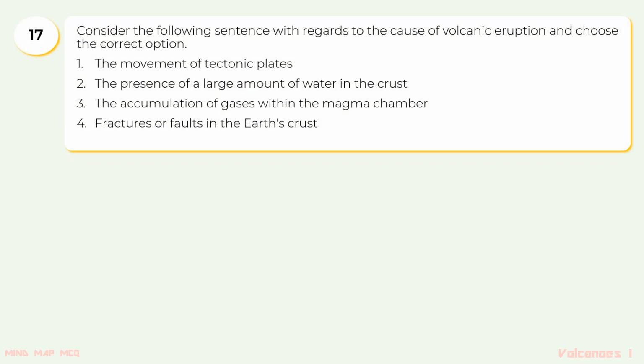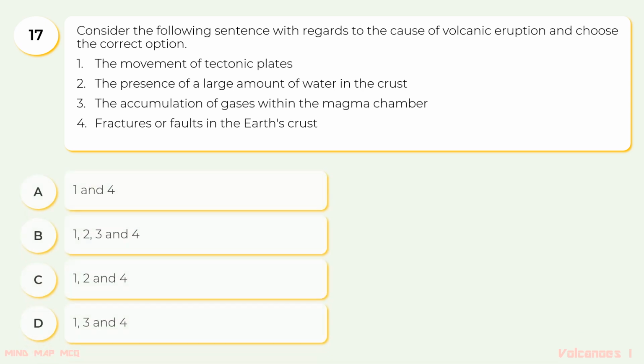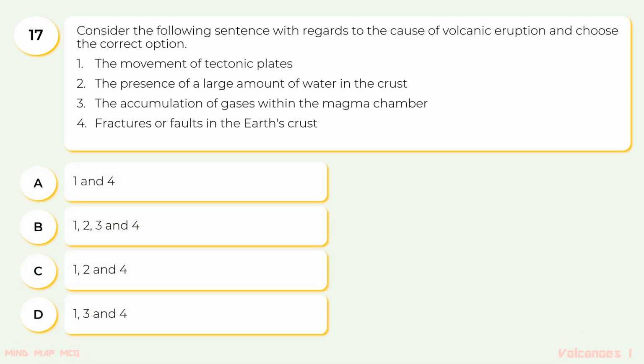17. Consider the following sentences with regards to the cause of volcanic eruption and choose the correct option. 1. The movement of tectonic plates. 2. The presence of large amount of water in the crust. 3. Accumulation of gases within the magma chamber. 4. Fractures or faults in the Earth's crust. The options to choose from are A. 1 and 4, B. 1, 2, 3 and 4, C. 1, 2 and 4, D. 1, 3 and 4. The correct option is B. 1, 2, 3 and 4.